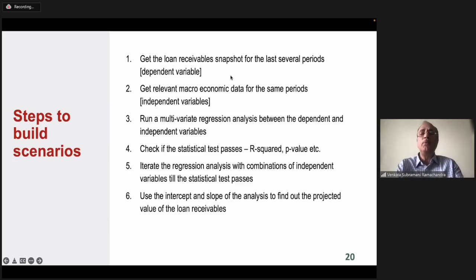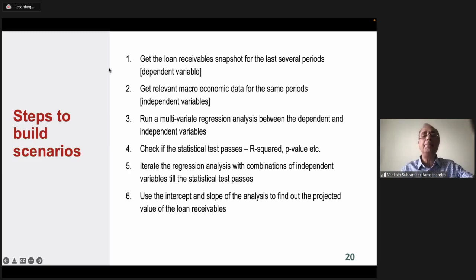So these are the steps. And the reason why we do this is because the standard wants you to create a minimum of 3 scenarios. So there is a scientific method by which you can create these additional 2 scenarios. So what is that method? First, get the loan receivables snapshot for the last several periods. Say, for example, the last 5 years of monthly data, or 5 years of quarterly data, whatever is relevant and available, make use of that.